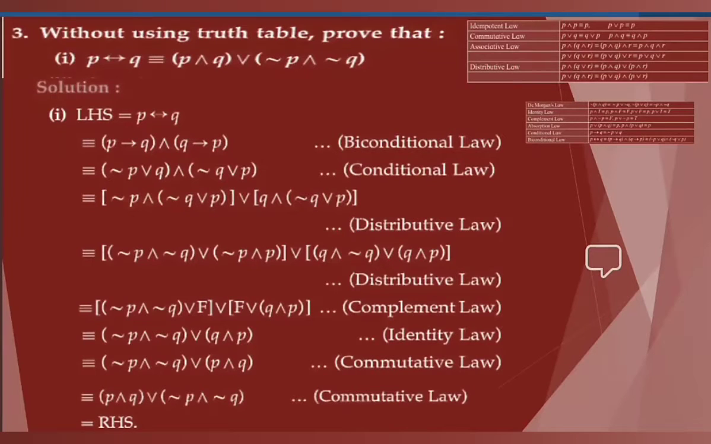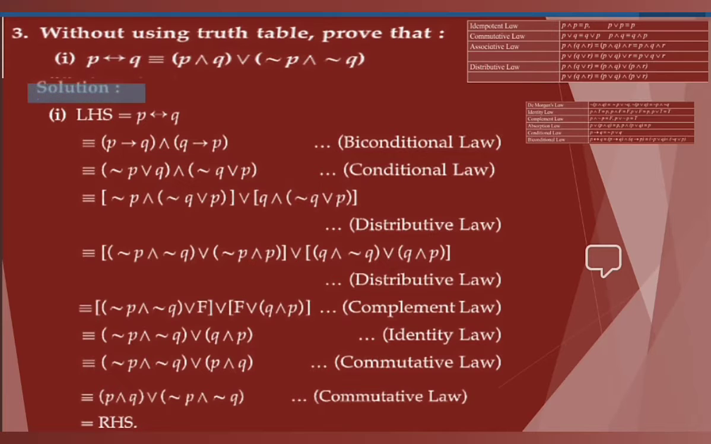Today we solve question number 3. Without using a truth table, prove that P biconditional Q is equivalent to (P and Q) or (negation P and negation Q). This means the two statements are equal. Without using a table means we use laws. By using laws we can prove this statement.